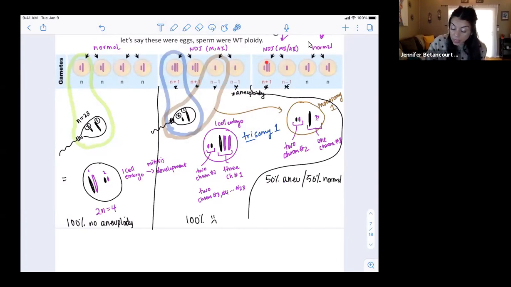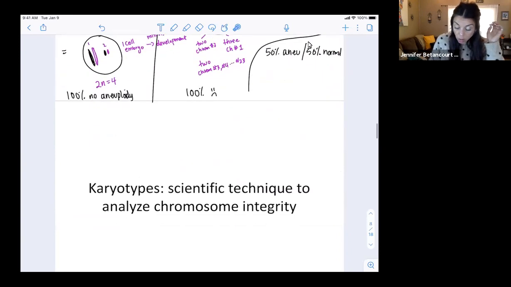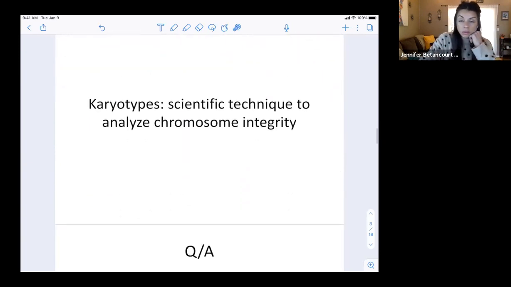So if the egg fertilized this, the embryo would be trisomy 1. If the sperm fertilized this, trisomy 1. If the sperm fertilized this egg, monosomy 1. If the sperm fertilized this egg, normal, diploid embryo. This one, normal diploid embryo. Okay. So, any questions? Okay.